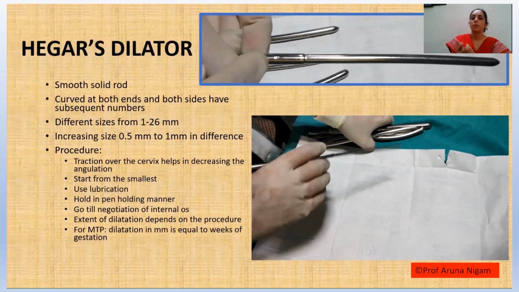Second thing is, for easy dilatation, you can always use some lubricant like jelly also. But remember that you shouldn't use the jelly if you are going to do hysteroscopy, because this jelly will stick over the lens and hamper the vision.